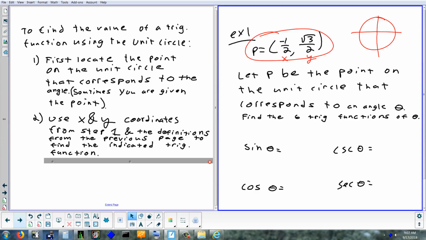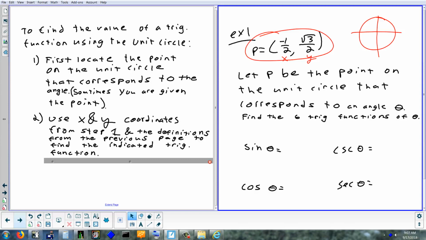We don't need to know how big the angle is. We're going to describe 6 things about it. We're going to describe the sine, the cosine, the cosecant. It's kind of the same idea. You don't need to know how big the angle is. Okay, so we've got our coordinate.